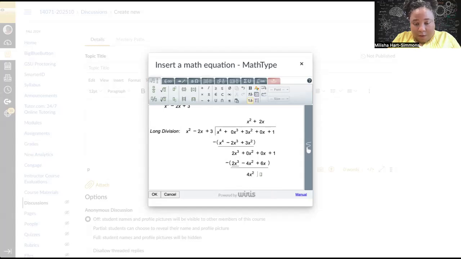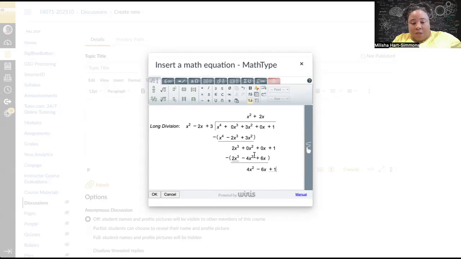We have now a minus 6x. And then we have the plus 1 we need to bring down. And so dividing, you have 4x squared divided by x squared. You will get 4. So up here, you're going to write plus 4.